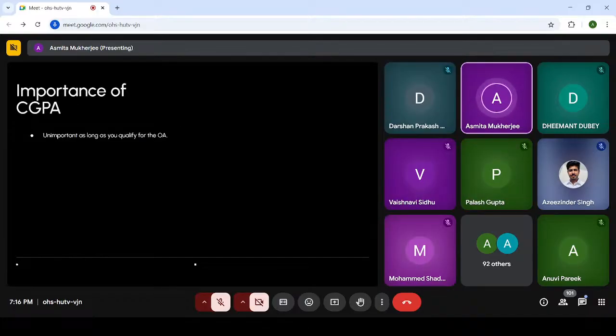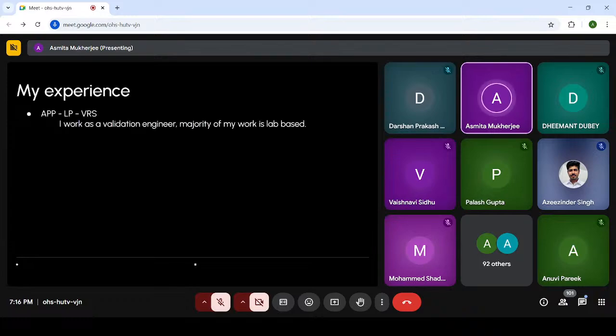CGPA is pretty unimportant as long as you qualify for the examination. That is good enough. You don't have to worry about the fact that you're not a 9-pointer or whatever. It doesn't really matter at all, actually.